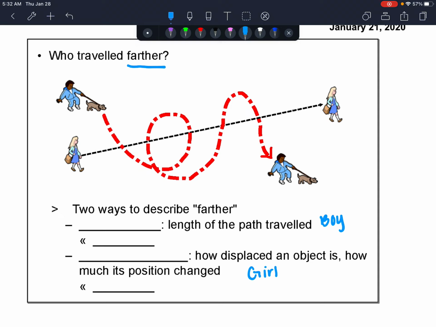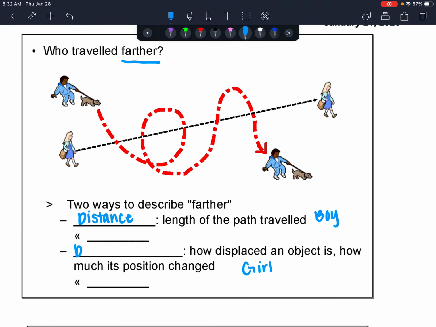So this is the predicament that physicists found themselves in all the time when they were trying to describe motion. There's a bit of ambiguity about how far you travel. So they use these terms like distance and displacement to differentiate between that ambiguity.